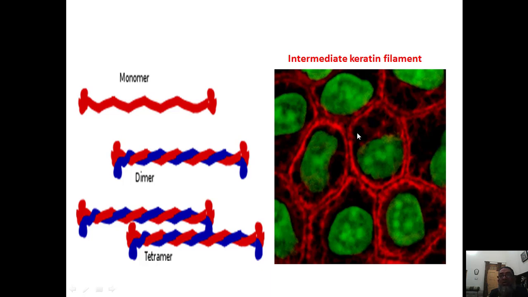Now this is the intermediate keratin filament in a scanning electron microscope. These surrounding structures are made of the protein known as keratin, which is also an example of a keratin filament of the intermediate variety.